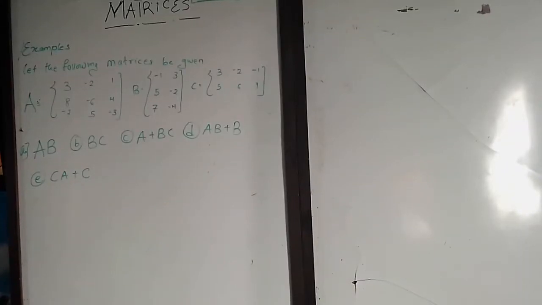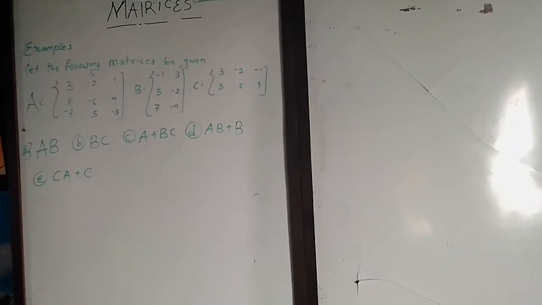So this is the example under matrix. So we have addition and subtraction. So this is the addition and subtraction under matrix. Then multiplication.